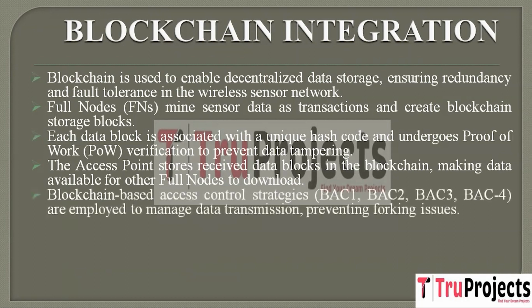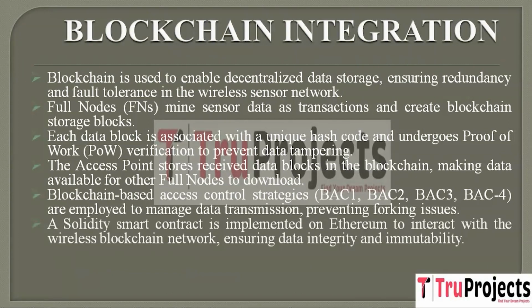Access control strategies define rules and conditions for data transmission. They prevent issues such as data forking, where multiple nodes simultaneously send conflicting data. By regulating when and how data is transmitted, these strategies enhance the reliability and consistency of data within the network.